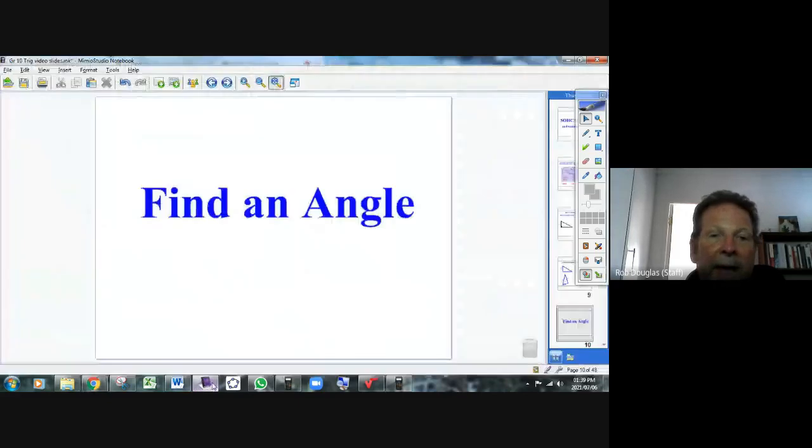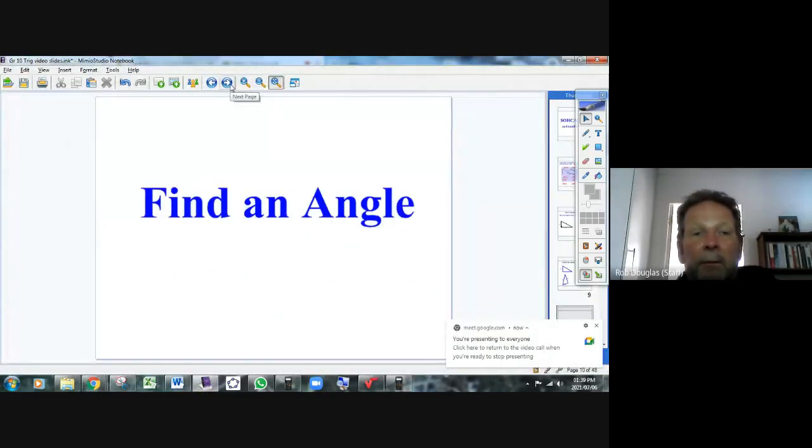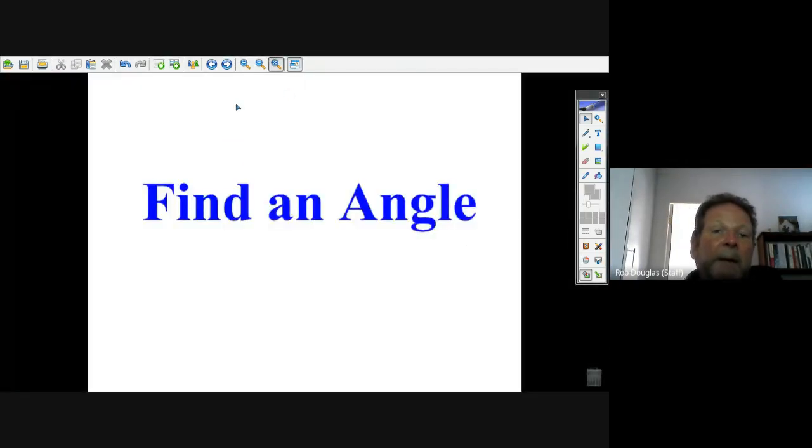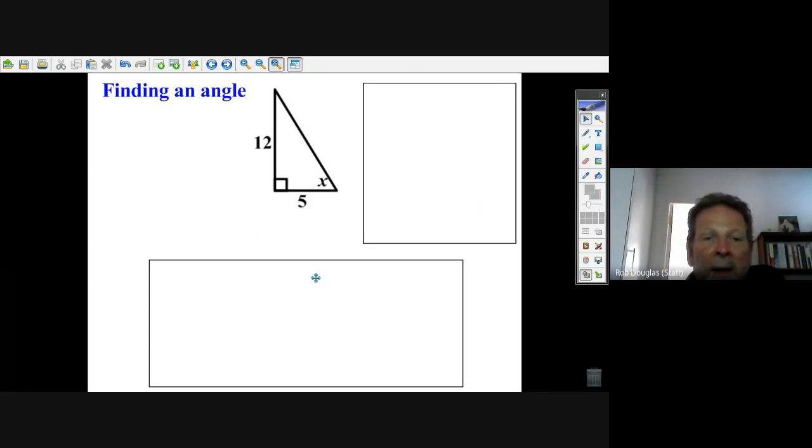Okay, we're going to look at finding an angle using trigonometry. How can we use trigonometry to find an angle? Well, let's start. Here's the question. We've got a right angle triangle, and this side is 12, this side is 5, and this is the angle that they're asking us to find.